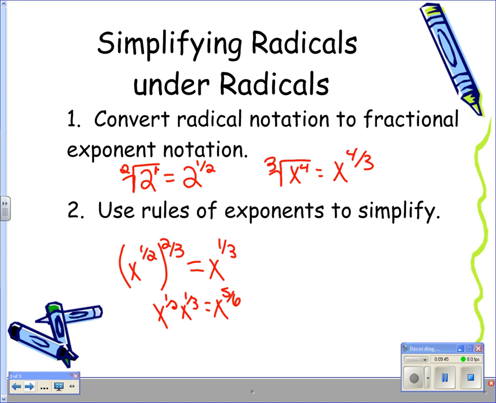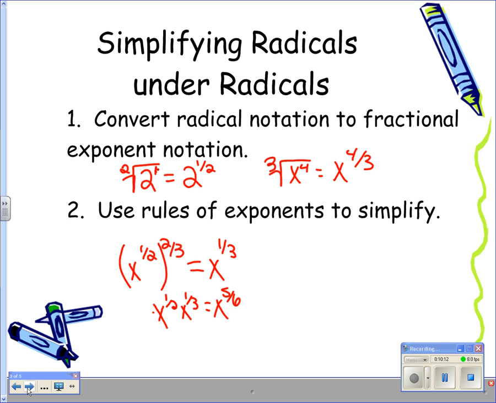Wait, where's the plus sign? There isn't. When you're multiplying, you add your exponents. What's x squared times x to the 3rd? X to the 5th. You add your exponents. Okay? I just made it up.